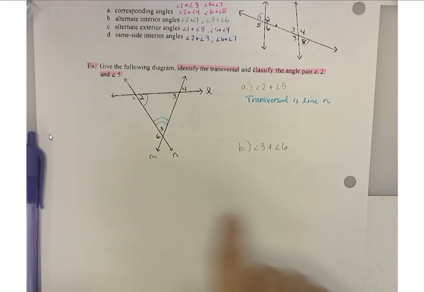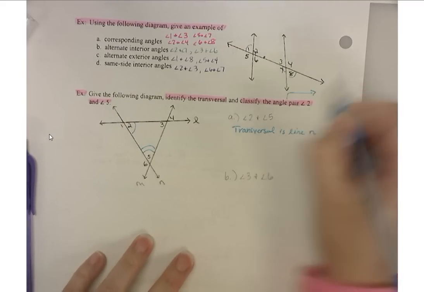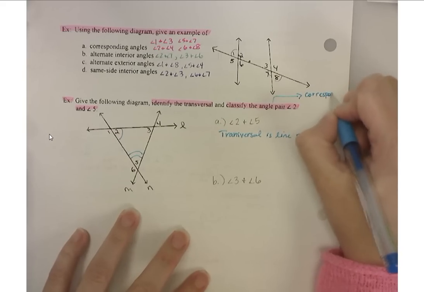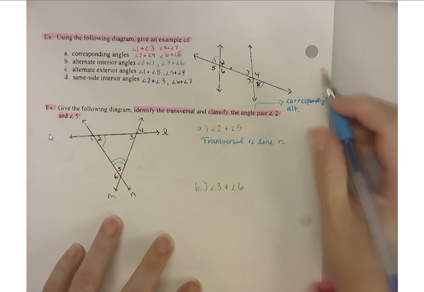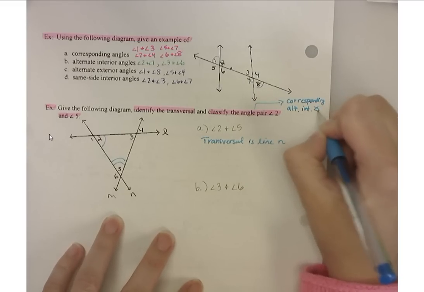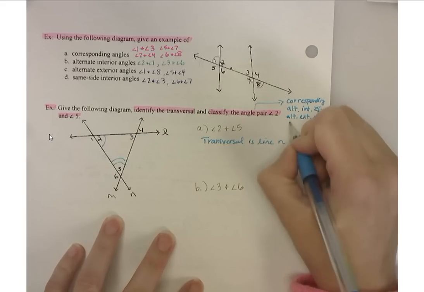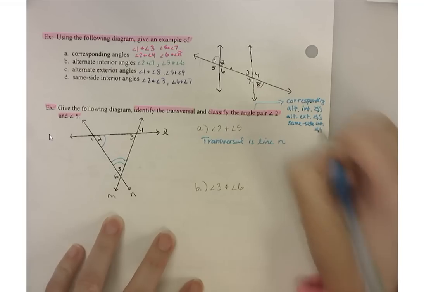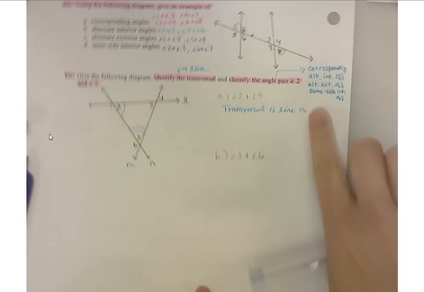Now, when you classify the angle pair, okay, you have to decide, is it corresponding, alternate interior, and this is how we abbreviate, ALT INT, alternate interior angles, alternate exterior angles, okay, or are they same side interior angles? Okay, so those are your options. So the transversal, you have to tell me what line it is. Classifying the angle pair, those are your choices.